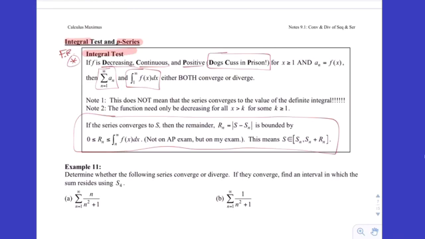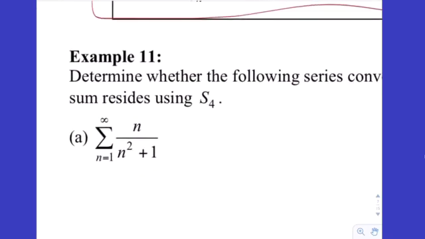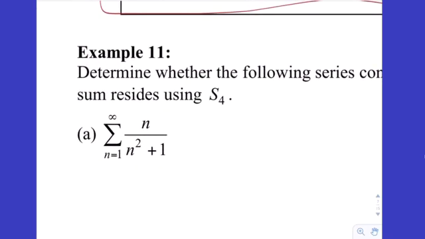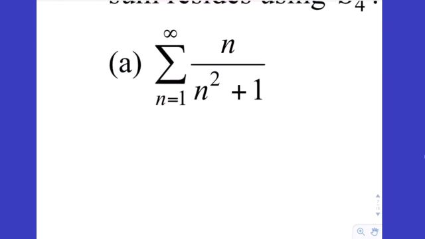All right, let's first of all look at example 11. Determine whether the following series converge or diverge. If they converge, find an interval in which the sum resides using S sub 4. I don't know what that means yet, but we will figure that out. Okay, so here we go. We have the sum from 1 to infinity of n over n squared plus 1. Nth term test, never not first. N over n squared plus 1 as n goes to infinity. Does it go to 0? Yes. So we know this series has a chance to converge. It still might not. What does your intuition tell you about this guy? Converge or diverge?